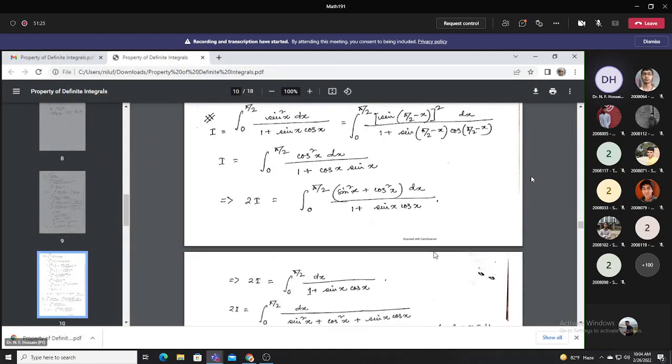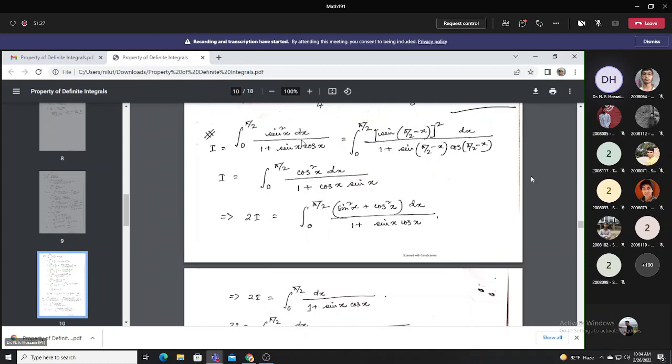Now another integration, 0 to pi by 2 in the upper part sin square x dx divided by 1 plus sin x cos x. Here again we will use that property number 4. So you write pi by 2 minus x in place of x. So here comes sine of pi by 2 minus x whole square. In the lower part, 1 plus sine of pi by 2 minus x into cos of pi by 2 minus x. In the upper part, you are getting cos x whole square. That means cos square x, and in the lower part 1 plus cos x sin x.